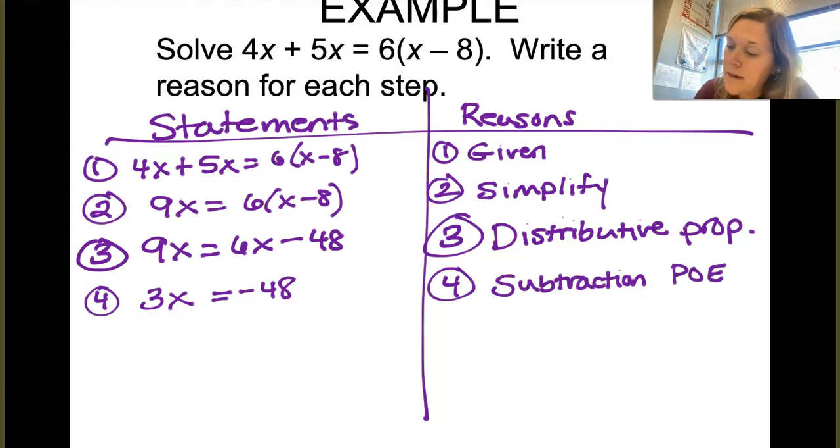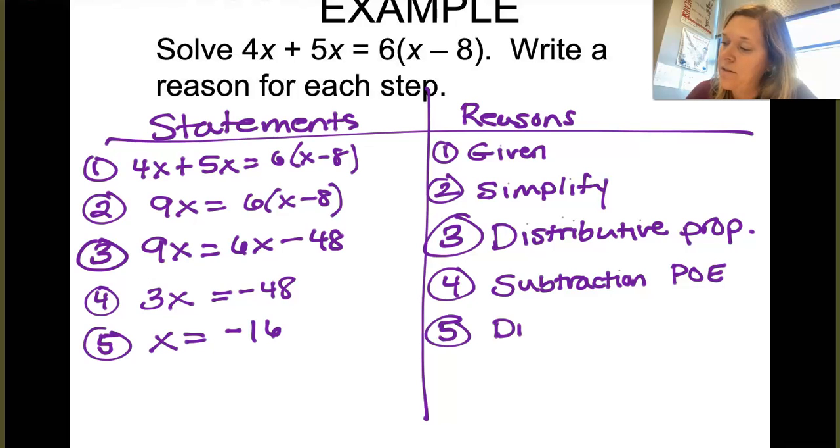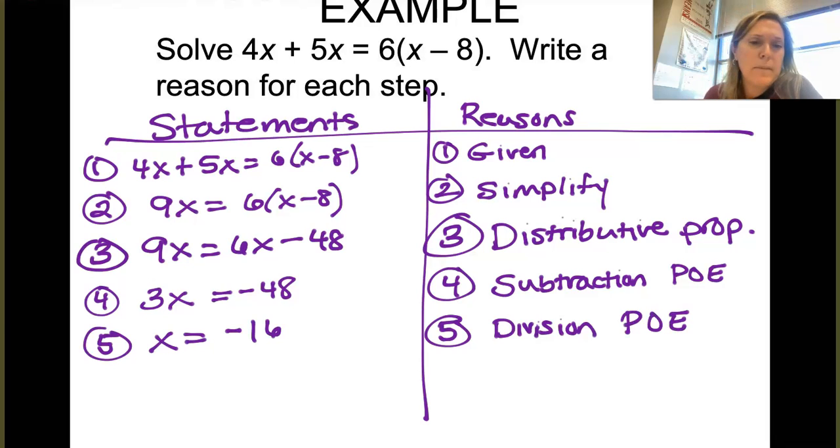And then we're going to divide by 3, which would get us, what, negative 16? Division property of equality. Did I do that math right? 3 goes into 48, 16, yeah. Good. Okay. Done and done.